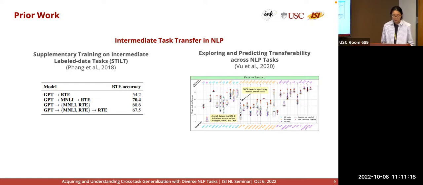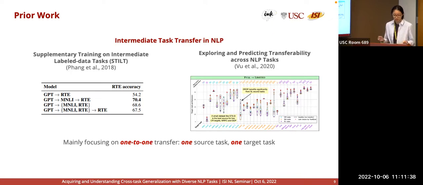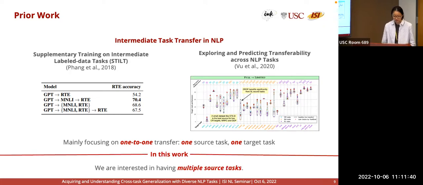Some relevant topics include intermediate task transfer in NLP, where you first train on a source task and then keep all the weights and train your model on the target task. People have found this to be very useful, but they mostly focus on one-to-one transfer, like you have one source task and one target task. What is special in our project is that we are interested in having multiple source tasks and also multiple target tasks.